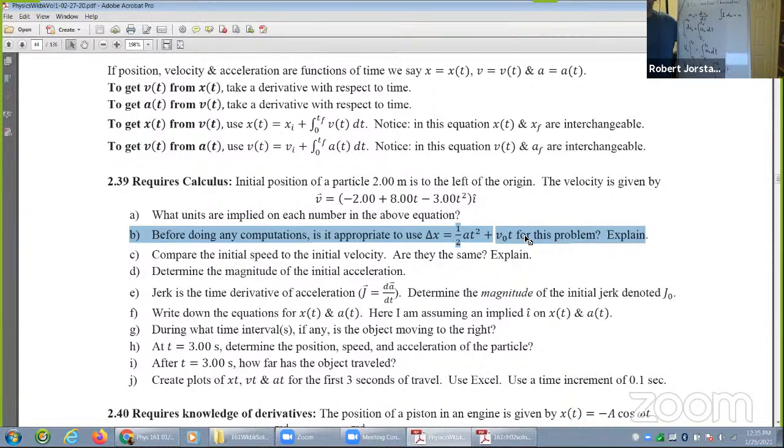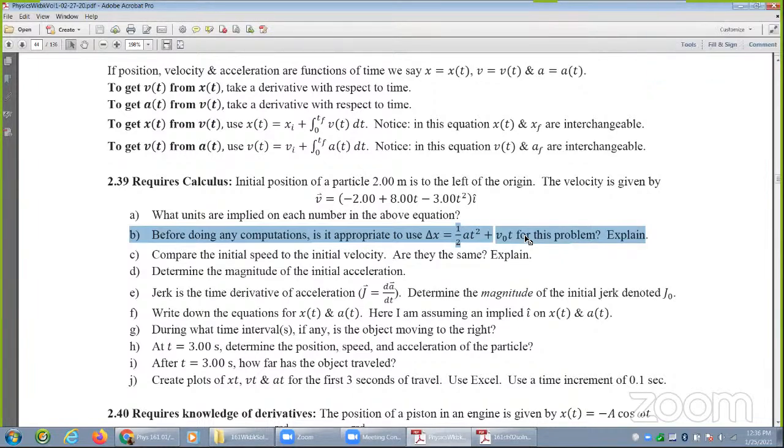That's a kinematics equation we have, delta x. Does it apply to this problem? What do you think? I would say yes. Why do you think? Well, let me rephrase. The answer is no. Oh, okay. How can you tell it's no?